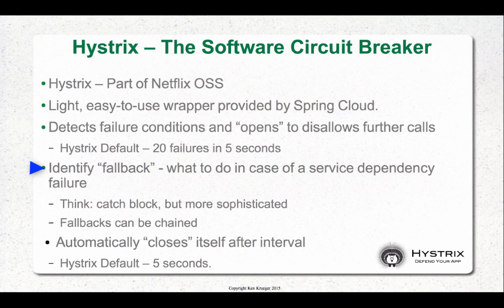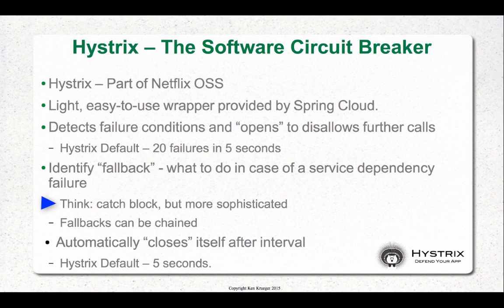Now, unlike a physical circuit breaker, we can define what we want to do when the primary service call is not available. In a physical circuit breaker, it just shuts off, but in Hystrix, we can do something else. For example, we may resort to cached values, or we could simply not display something to the user. You can think of this something like a giant catch block. Like we have try, catch, finally blocks in Java.